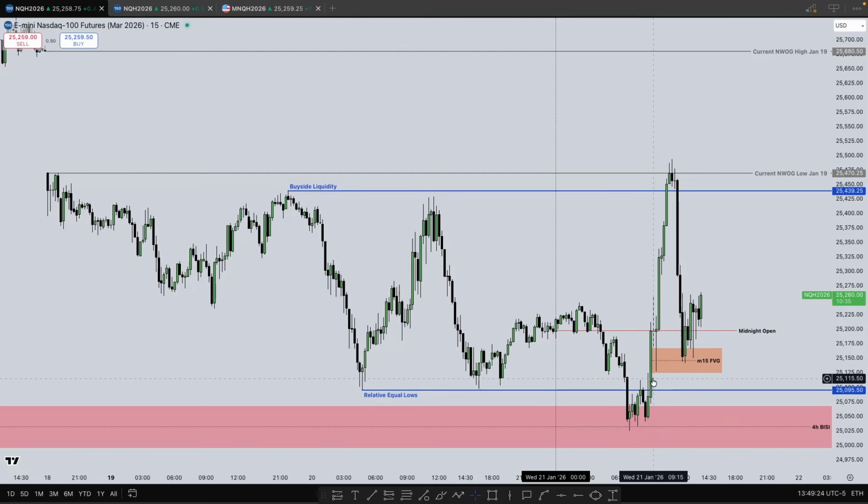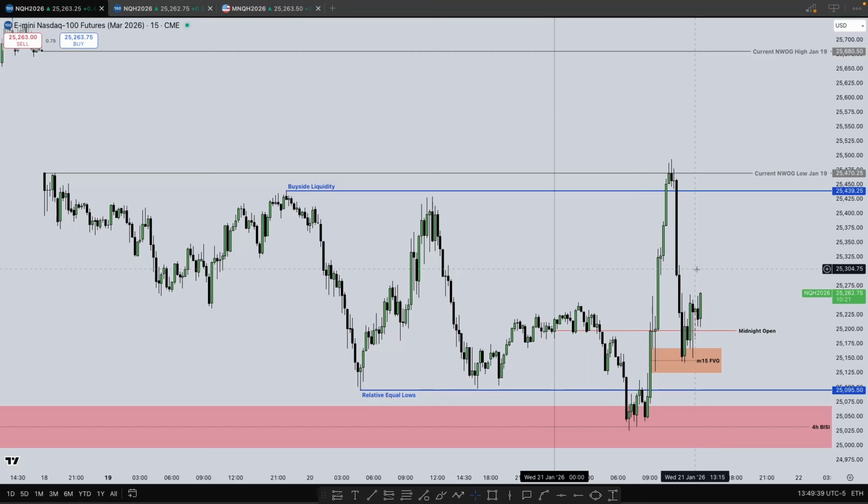I wanted to see if price can lead people to the wrong side at the 9:30 open. Then we continue higher, going to the buy side, taking out these relative equal highs there and going into the current new week opening gap. Now let's go to the 1 minute to explain this further.